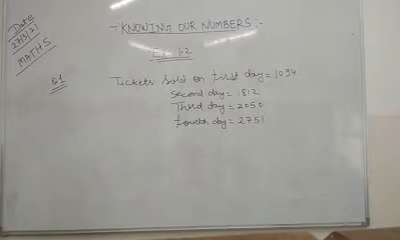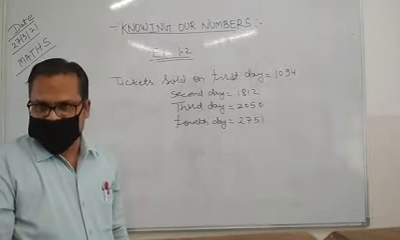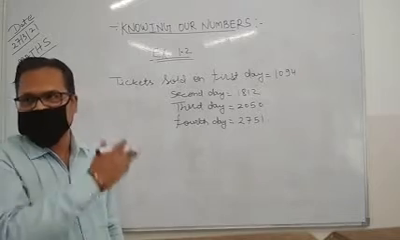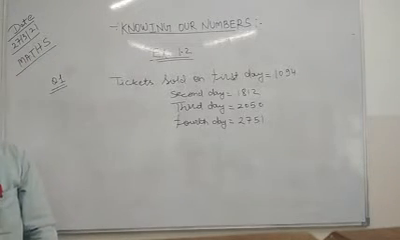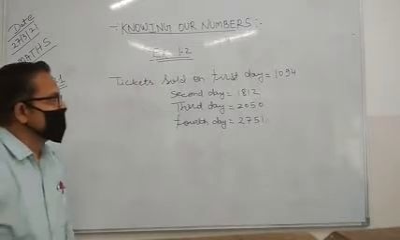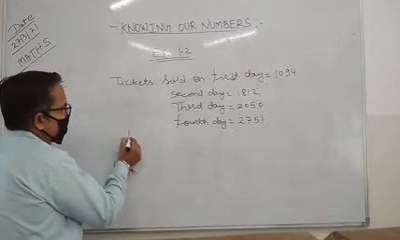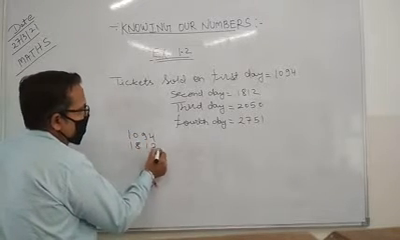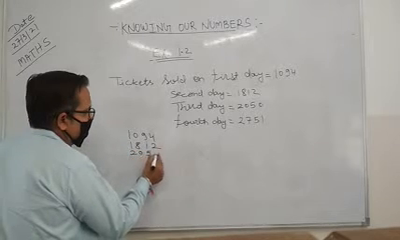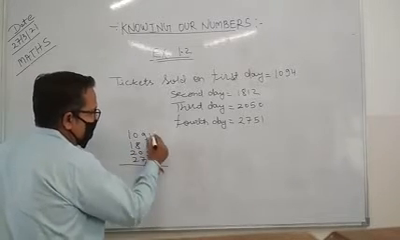So the question asks how many tickets have been sold over all 4 days. So what we will do is just add them. If you wish to find out, we will add all the days, then we can easily find the answer. So we are adding 1094, 1812, 2050, 2751.